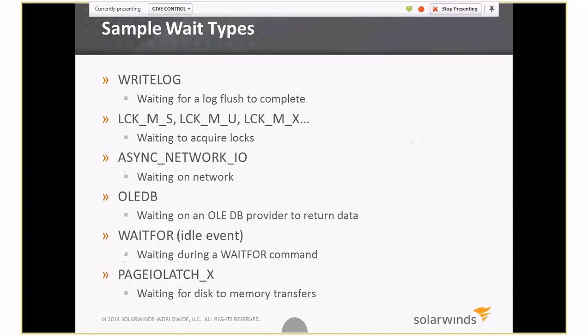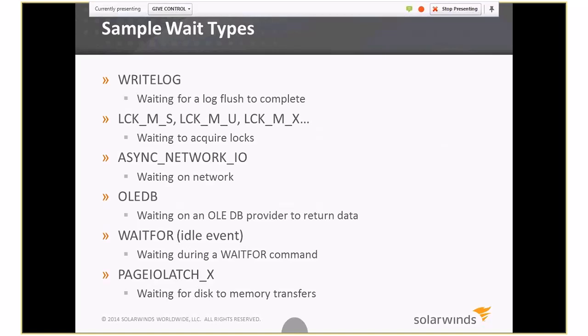Here are some sample wait types. Common ones, pretty much. Write log is basically telling us that it's waiting for a log flush to complete. And if you know that you're spending all your time waiting on a write log, there are different clues and different solutions that you can use to actually reduce the time spent on that. That's the key in tuning these things. If you look at wait types, you're always going to have a solution to try to reduce the time spent on them. Blocking, and there's a bunch of blocking.